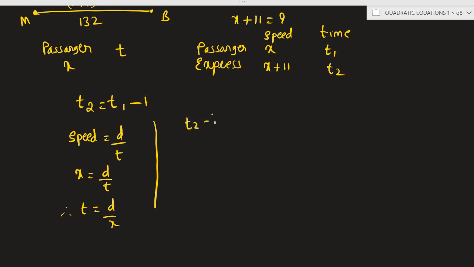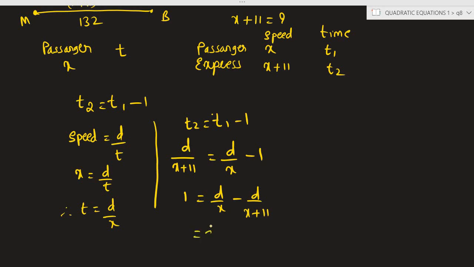t2 is equal to t1 minus 1. And what is t2? That is distance divided by the speed, x plus 11. What is t1 when the speed is x? That is distance divided by x. See, you take 1 to the left hand side, what happens? Minus 1 becomes plus 1. This is distance divided by x minus distance divided by x plus 11. You take d common: 1 upon x minus 1 upon x plus 11, that is 1.